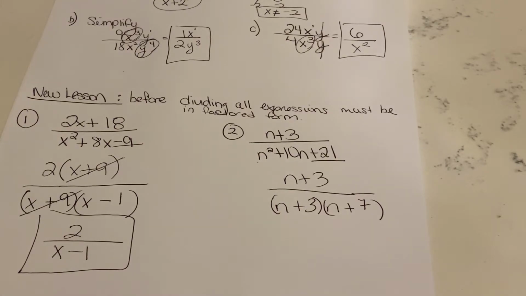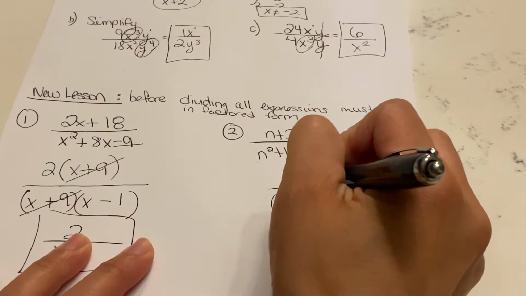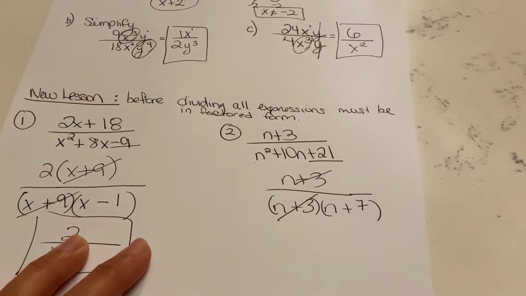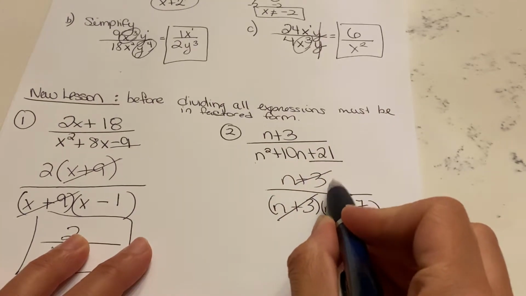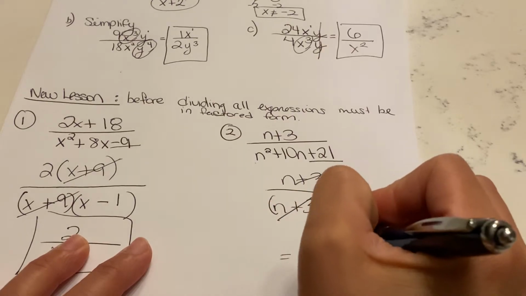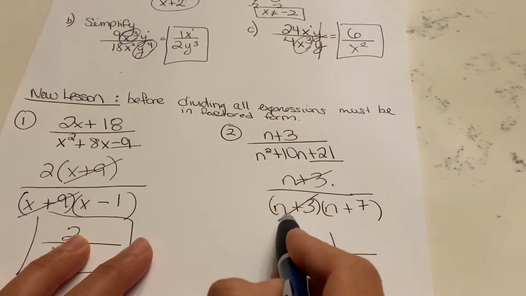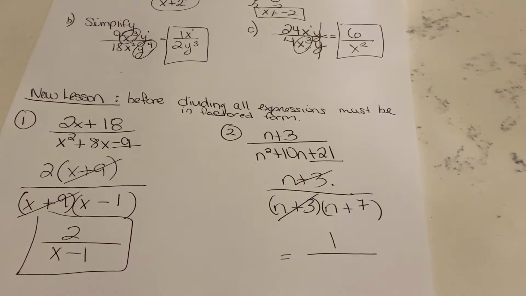Do they have anything in common? They do. N plus 3, n plus 3. When everything cancels out in the numerator, you have to put the 1. Anything that's evenly divisible, what are you left with? A 1. 3 divided by 3, 1. 4 divided by 4, 1.